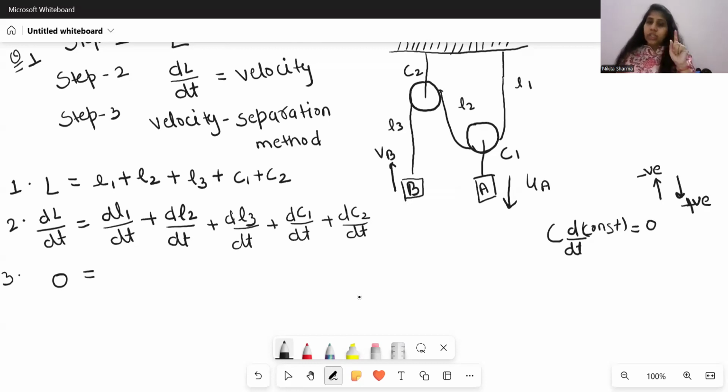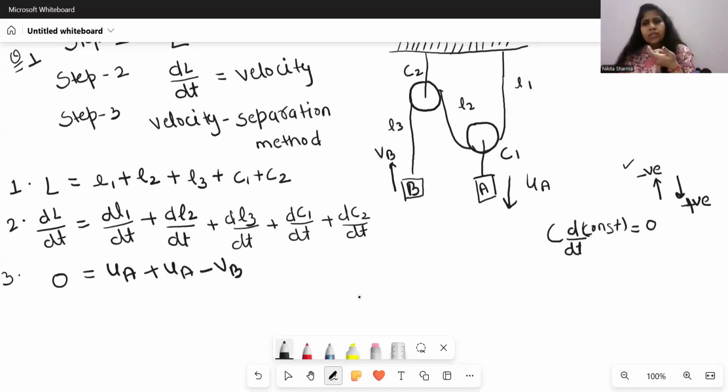Length L1 is changing when the block A is moving and that is moving downwards. That means dL1 by dt will be UA and that is positive. Why? Because the downward direction I have considered as positive. Length L2 will be changing when block A is moving downward, so UA. L3 will be changing when block B is moving, that is moving upward with VB. Why minus VB? Because it is moving in the upward direction. The upward direction I have taken as negative.